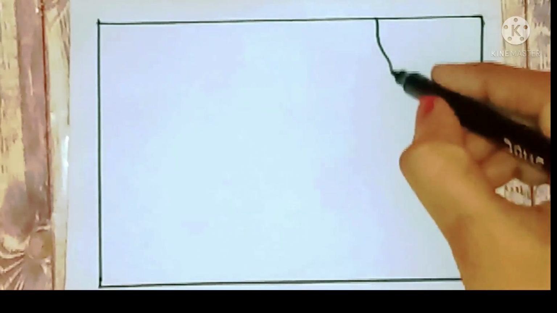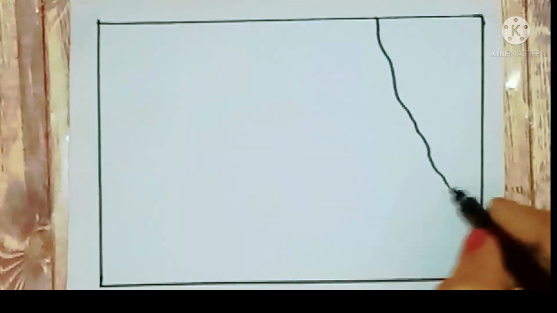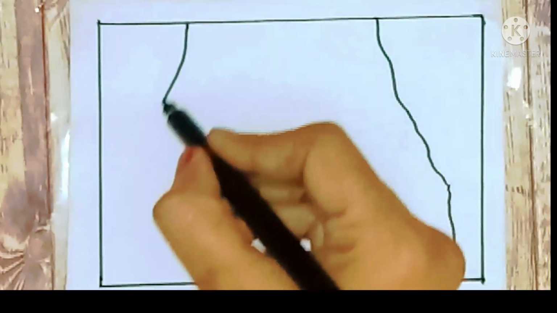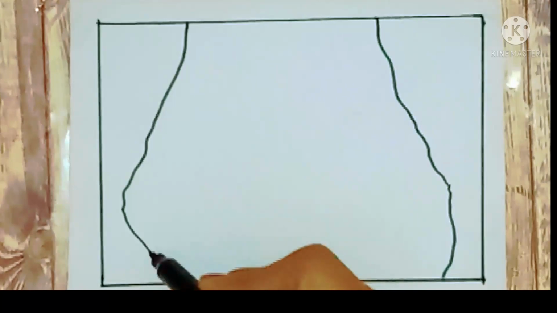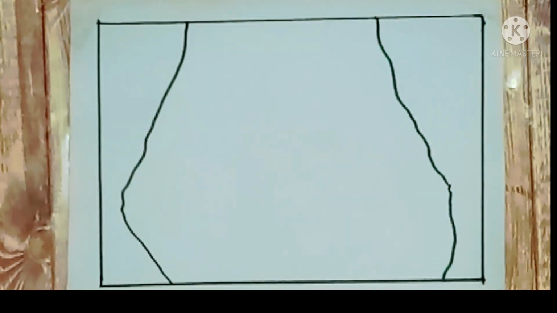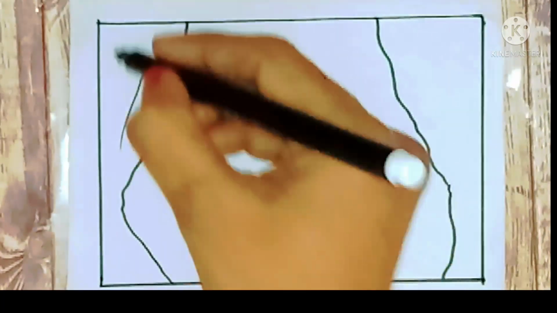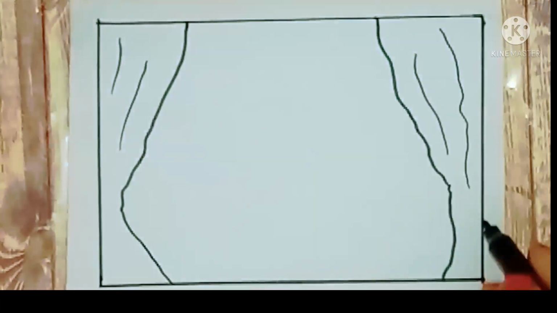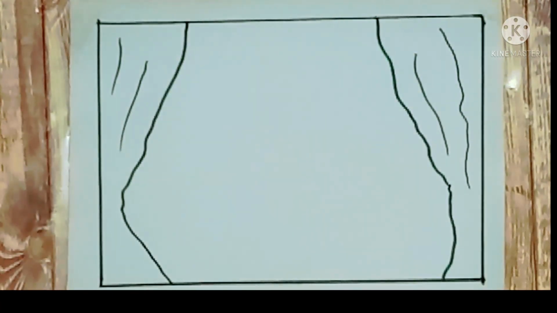To begin with, first draw the borders on all the four sides. Then start drawing the curtains. I draw just wavy lines on both the sides to make curtains. Children, just draw the wavy lines or the loose curved lines to make the curtain on both the sides.